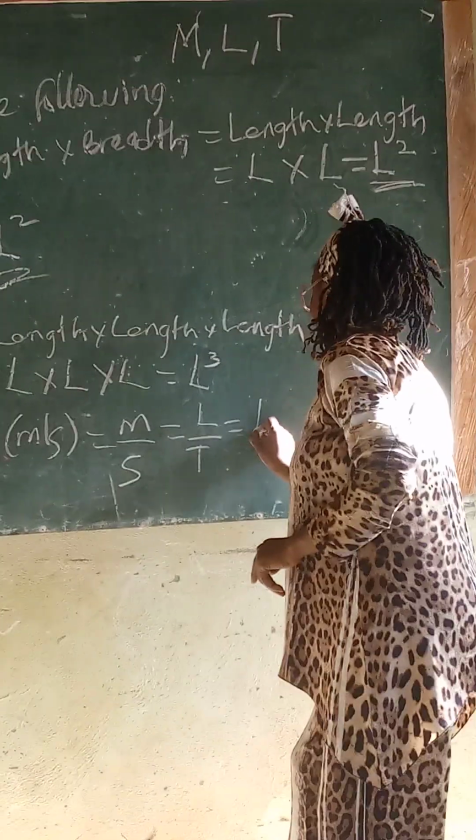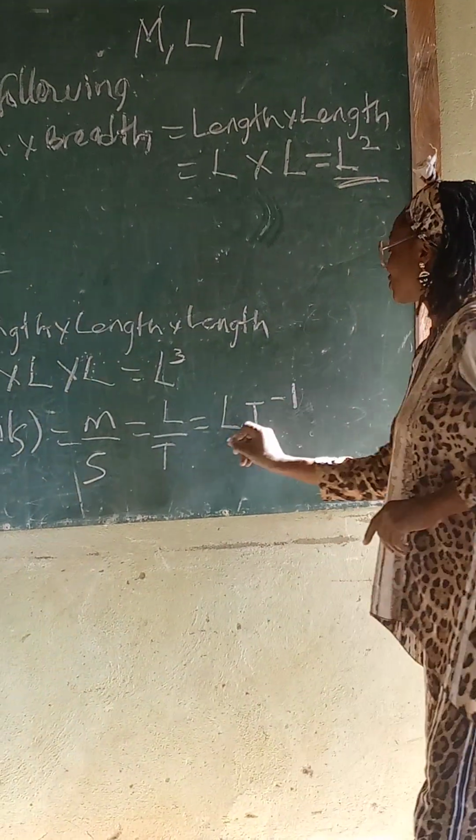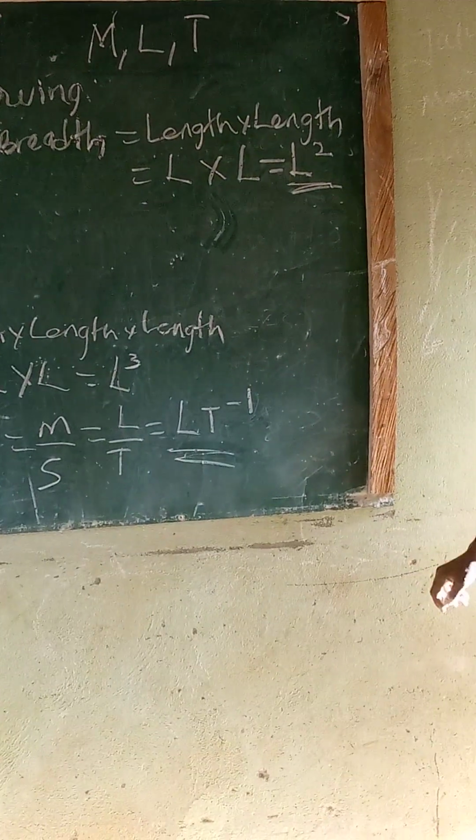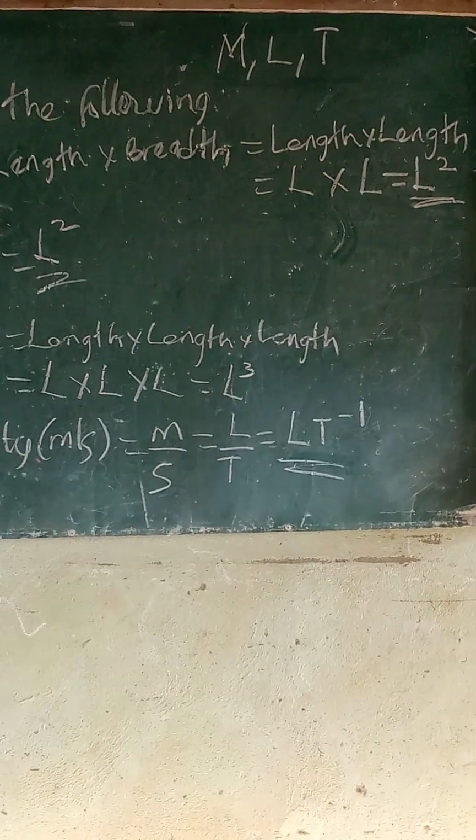So the dimension is what? LT raised to power minus 1. This is the dimension for velocity, using the unit.